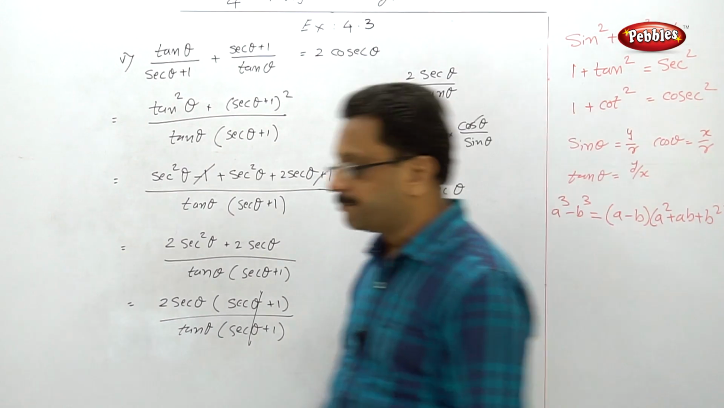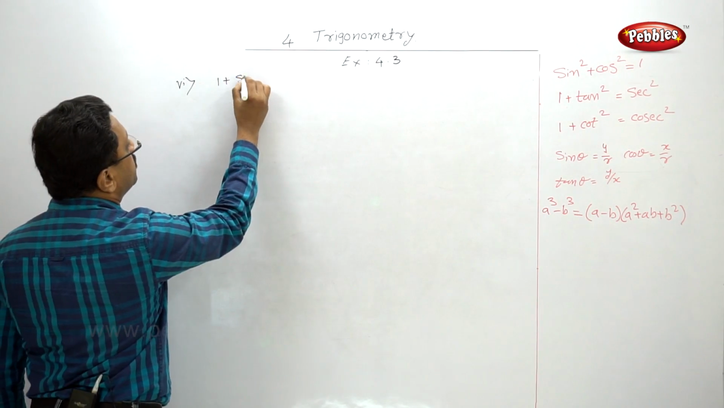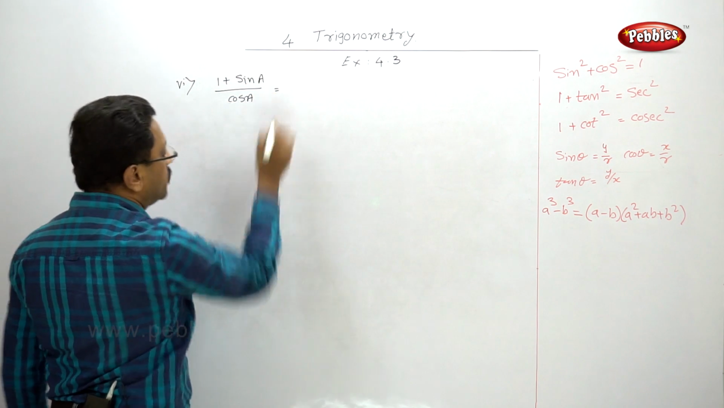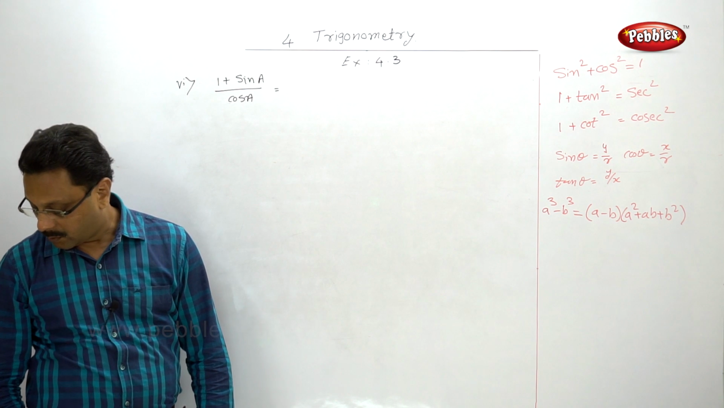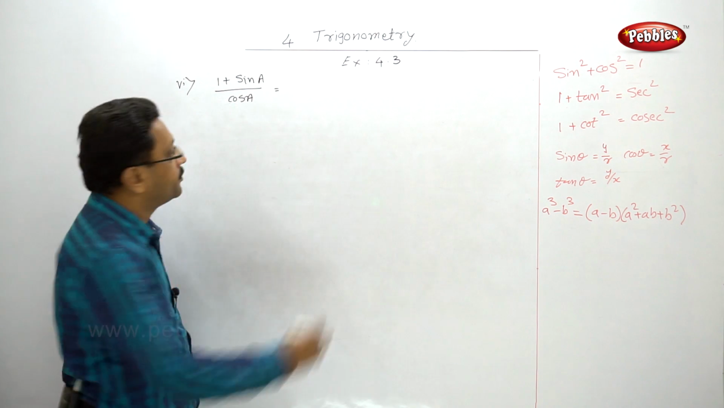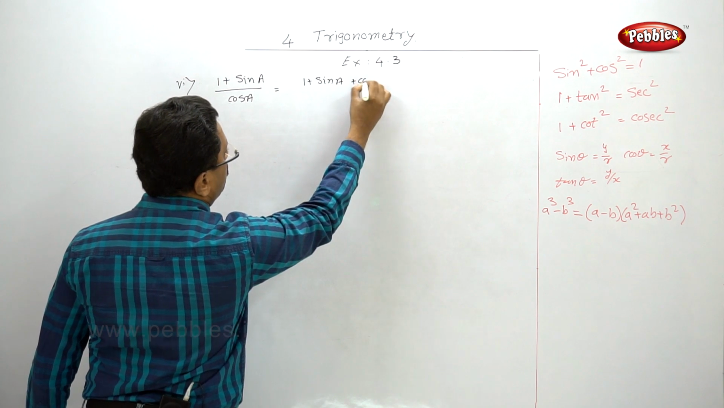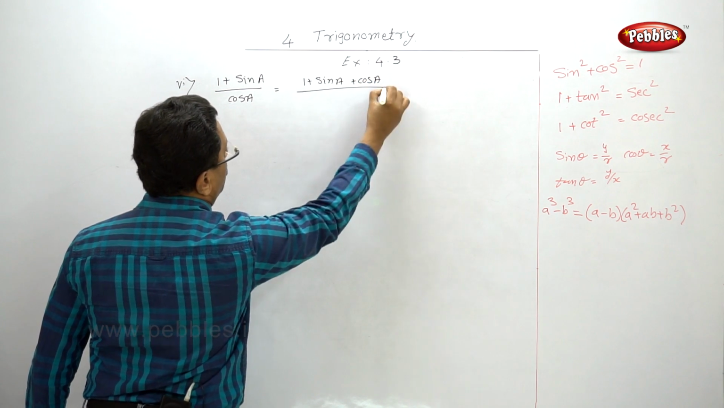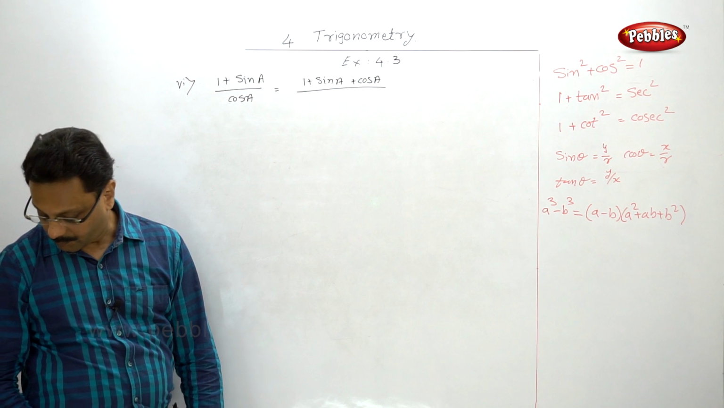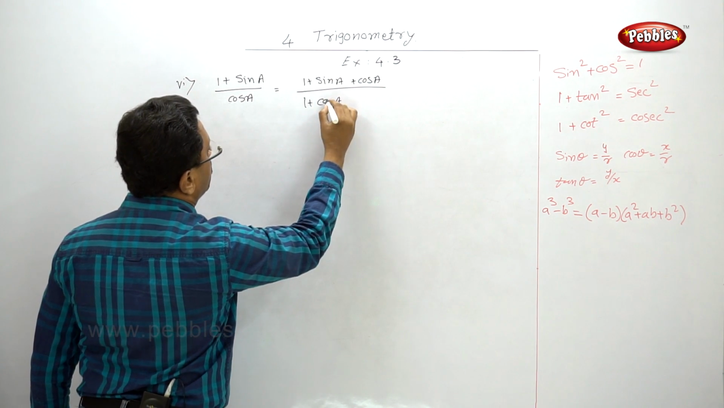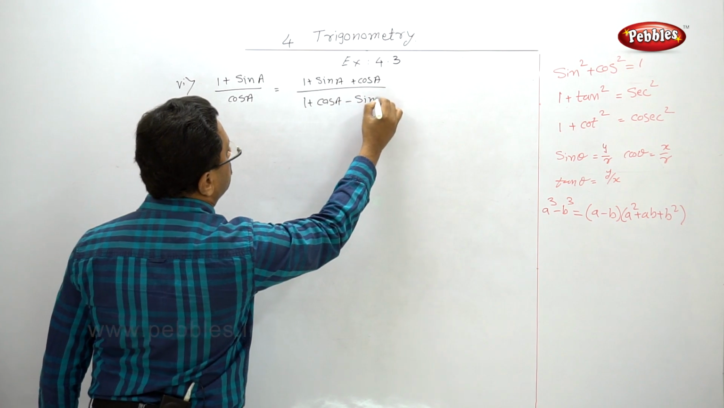Let us see next one. 1 plus sin A upon cos A, prove that it is equal to 1 plus sin A plus cos A upon 1 plus cos A minus sin A.